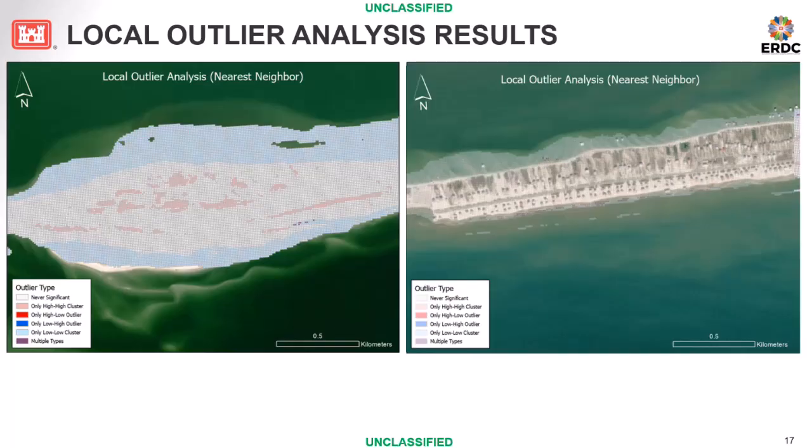And if we hit it one more time, Scott. So we go back to it. So we can see how we also see those multiple types outliers are also clustering on the eastern end, and that's just along that shoreline.